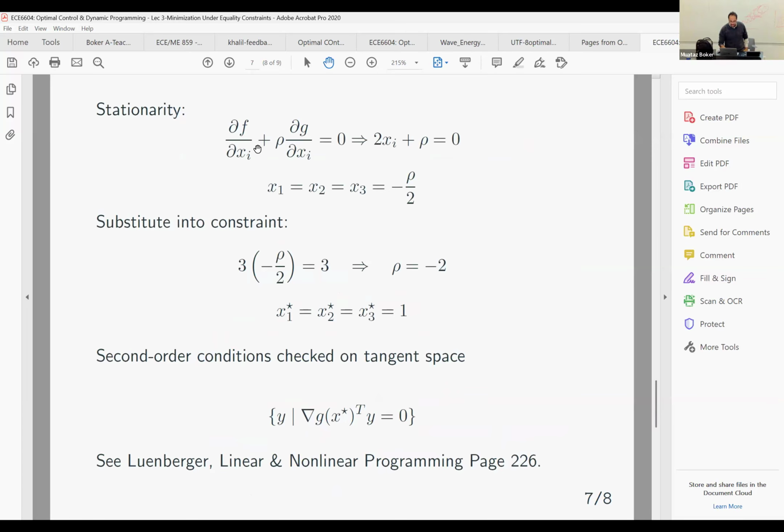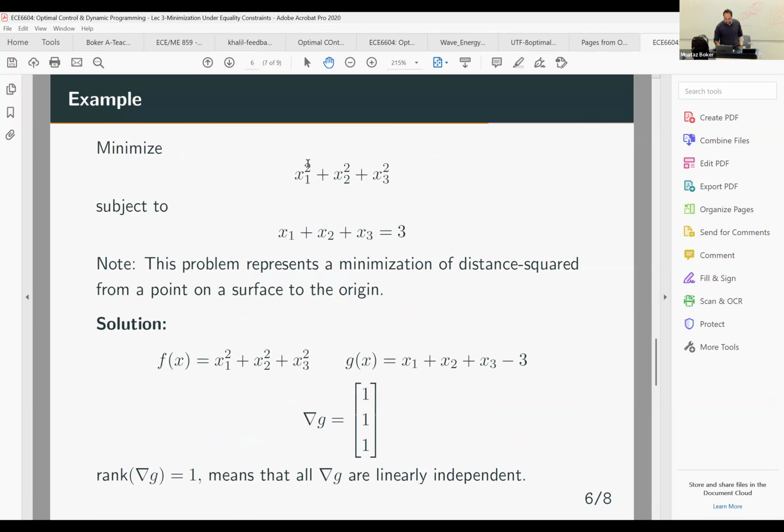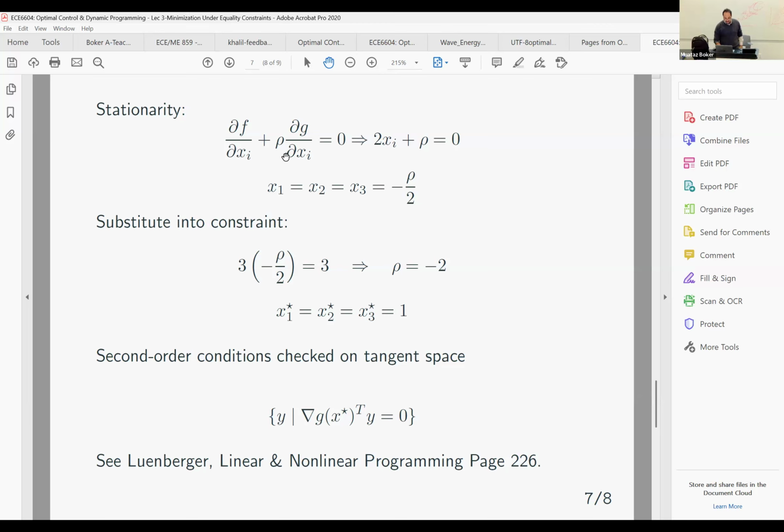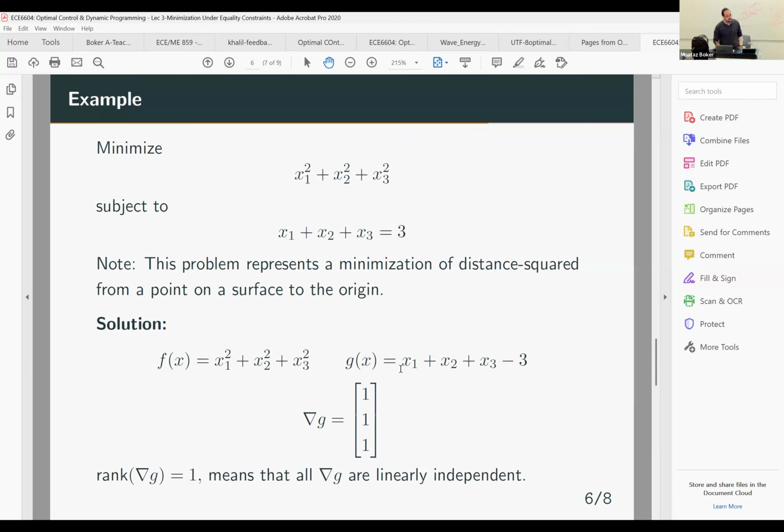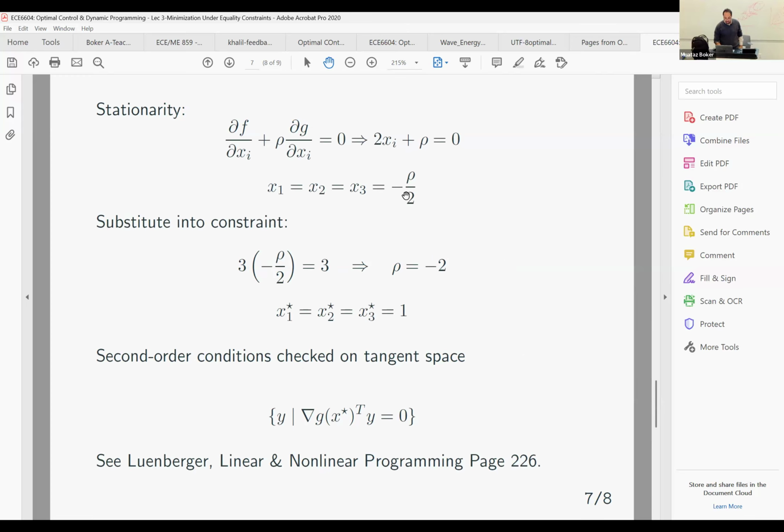So take that one. We call these stationarity conditions. Partial f with respect to x1 plus rho partial g with respect to x1 must be equal to 0. So let's do that. Partial f with respect to x1 would be 2x1, plus rho partial g with respect to x1, which is equal to 1. So you end up with 2x1 plus 1 times rho.